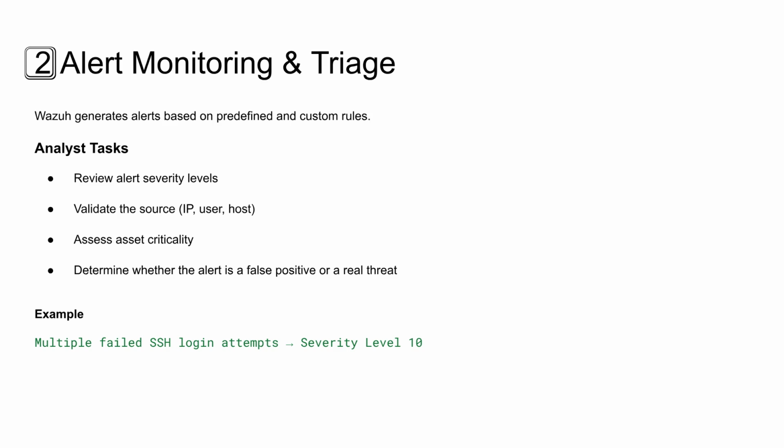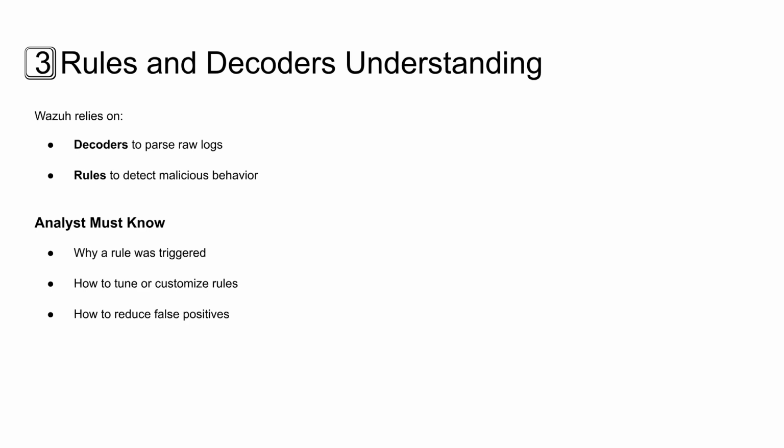The second core area is alert monitoring and triage. Wazuh generates alerts based on rules. Analysts must review alert severity, validate the source, assess asset criticality, and determine if an alert is a false positive or a real threat. Third, the analyst needs a strong rules and decoders understanding.